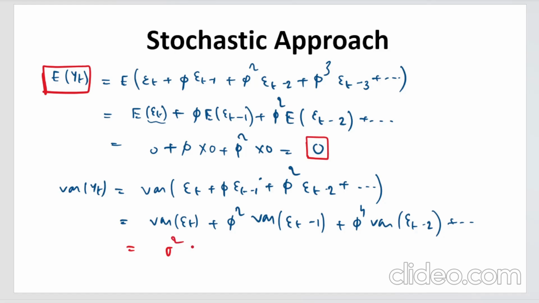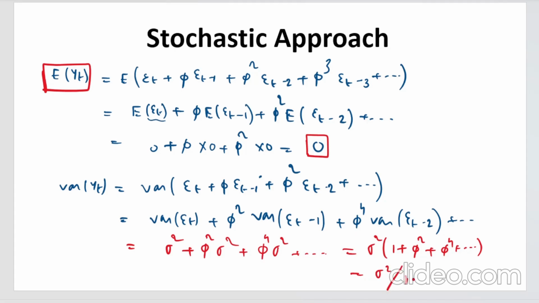Sigma square plus phi square sigma square plus phi to the power 4 sigma square plus so on. So if you take sigma square common, you will have 1 plus phi square plus phi to the power 4 and so on. Sigma square upon 1 minus phi square, right? This is from the property of the GP series formula. The sum of infinite terms is 1 upon 1 minus phi square when this phi square is less than 1.